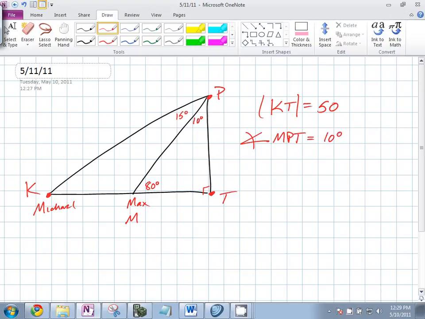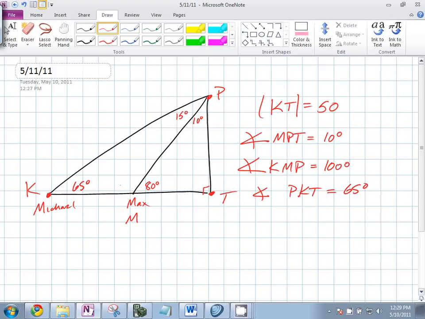What else do you know? Angle what? KMP. Oh yeah, you know KMP. KMP is what? 100 degrees. What else do you know? Angle PKM is what? Or PKT. Yeah, it's the same thing. That's fine. PKM is fine too. 65 degrees. So you know this is 65 degrees. So fill in what you know. Sure. There you go. That's great.